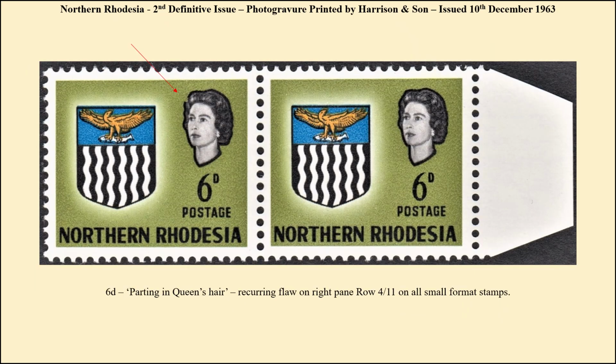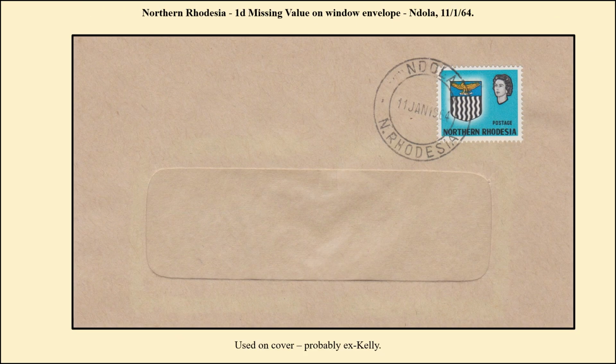This is the parting in the Queen's hair. It is found on all of the small format stamps. This is usage of the error without value. This is the penny value, and is used on the window envelope from Andola.